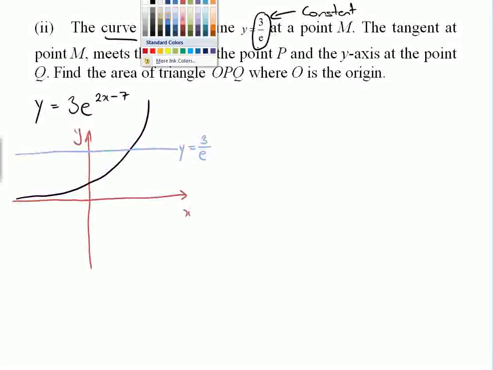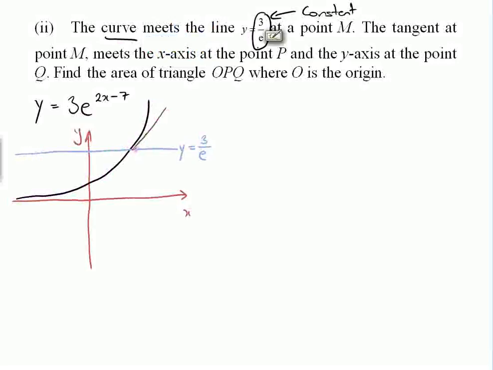So what about the tangent then? Well, let's take a look at the tangent from this point. The tangent is going to look something like this, right? Sorry, it's a bit messy. Now, this tangent meets the x-axis at the point P, so this point here is the point P, and the y-axis at the point Q, so this is the point Q, and we're told that the origin is the point O, so what we're actually being asked to find is the area of this triangle in here.